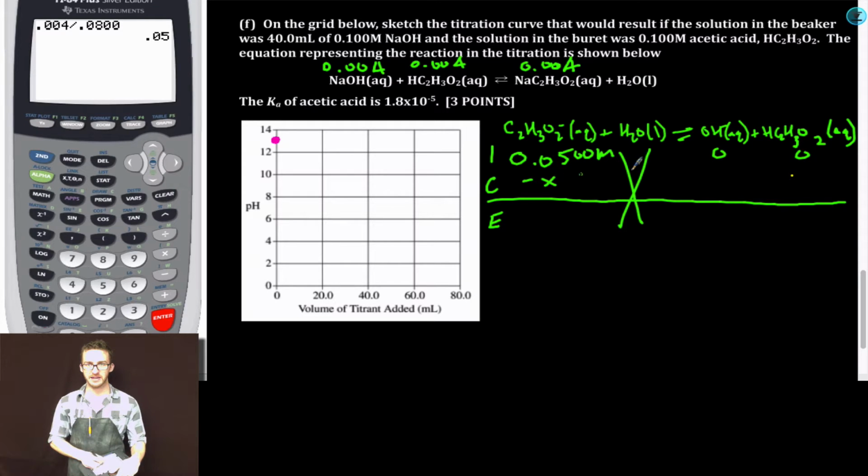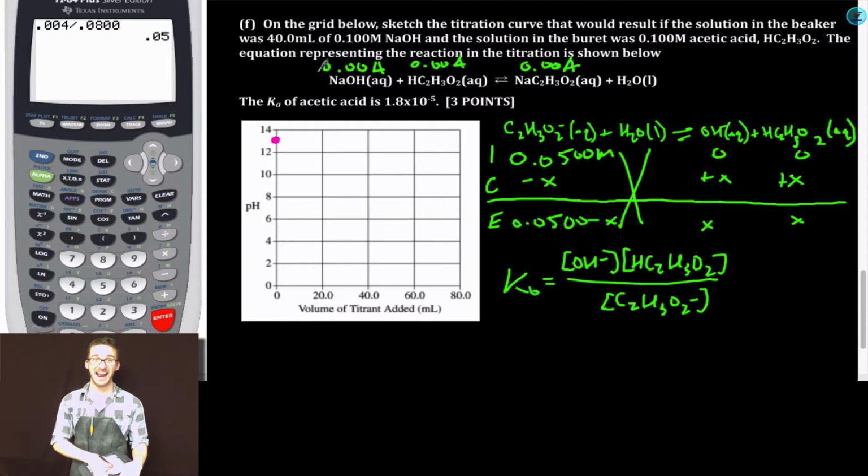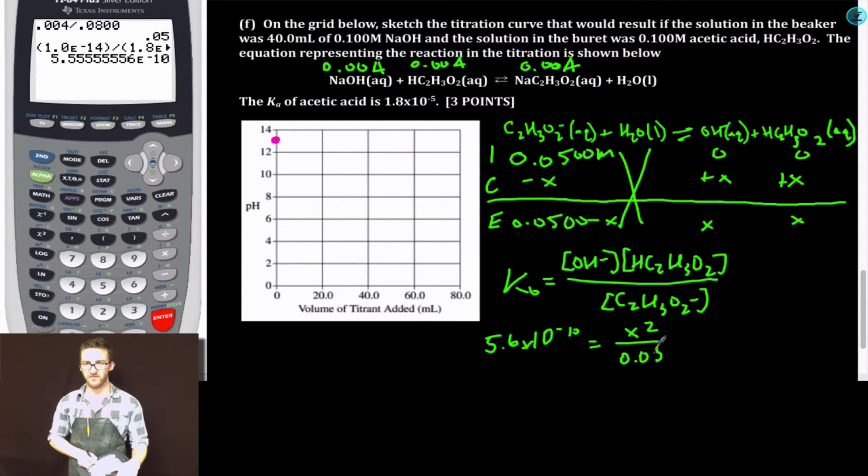Initial: 0 and 0; change: minus x, plus x, plus x. At equilibrium then, 0.0500 minus x, x, and x. Be careful, this is the acetate ion. It's acting as a weak base, so I need to use a Kb expression. I'm given the Ka for acetic acid, so to determine the Kb of the acetate ion, calculator time: 1.0 E negative 14 divided by 1.8 E negative 5. Answer: 5.6 times 10 to the minus 10 equals x squared over 0.0500.